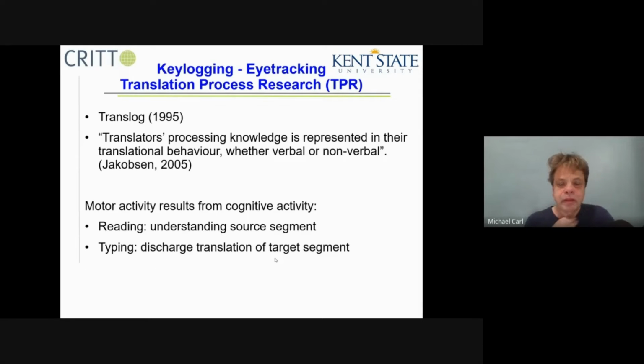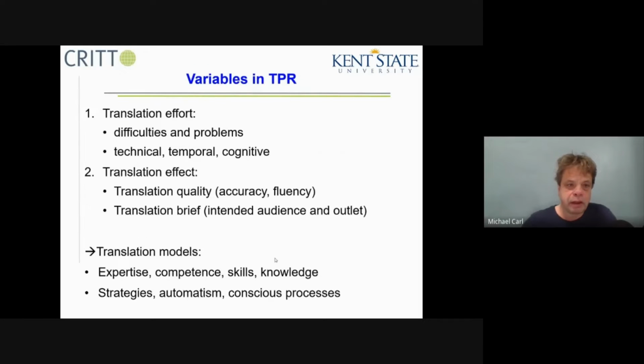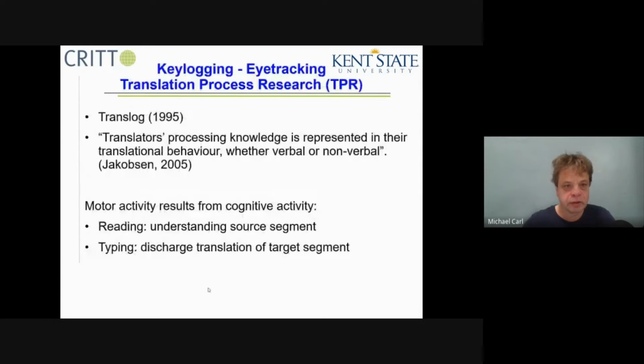And then, as I said, there are different techniques for how to investigate this. The earlier technique from the mid-80s was just think aloud. Translators would report their problems or their insights, their solutions, and so on. And researchers would try to figure out these kinds of models, try to figure out what strategies were used, what are automatisms, when does conscious processing kick in, and all this.